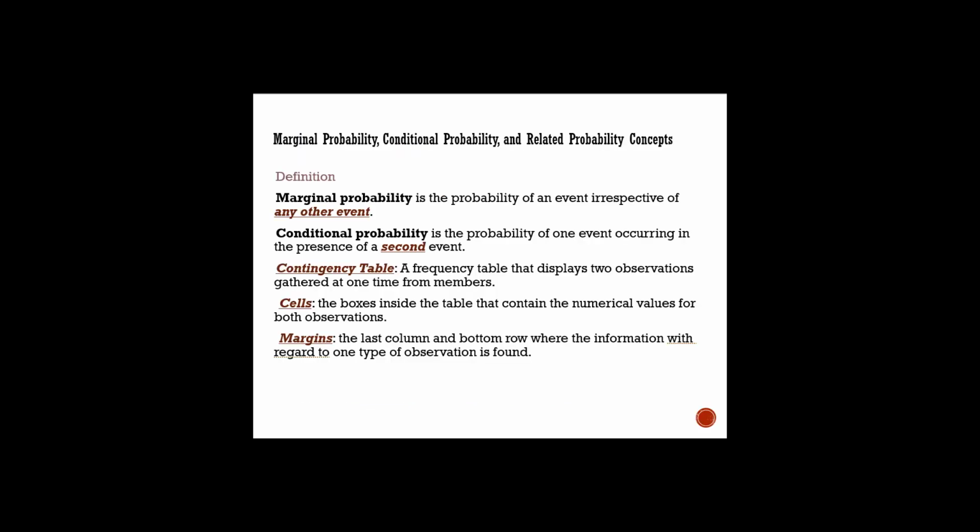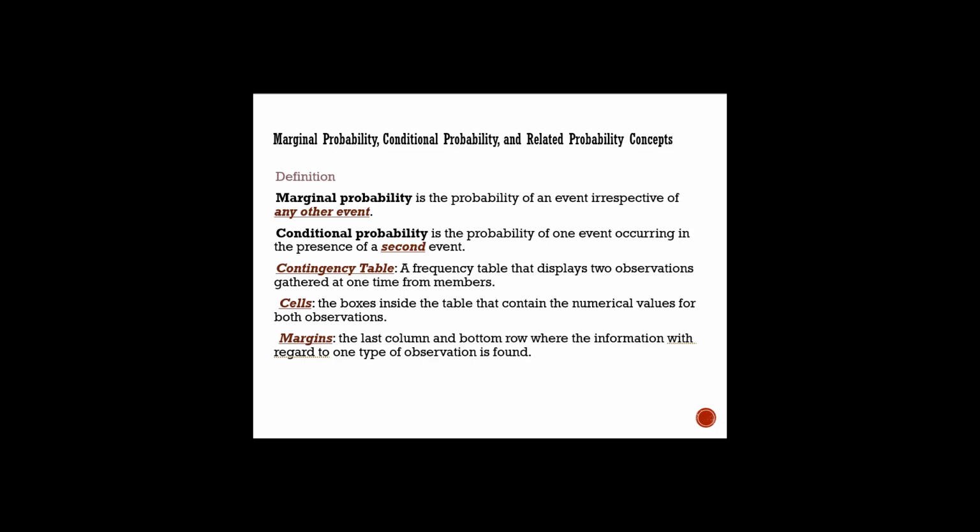Let's keep going with our definitions and our terminology. As you can tell, the terminology in this chapter is going to be very, very important to you. So you really want to focus in, maybe make flashcards, and make sure you understand all of these definitions. One is marginal probability. Marginal probability is the probability that an event will happen irrespective of any other event. It only considers that one event.